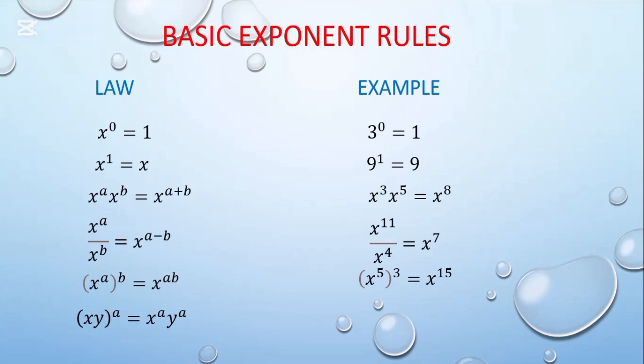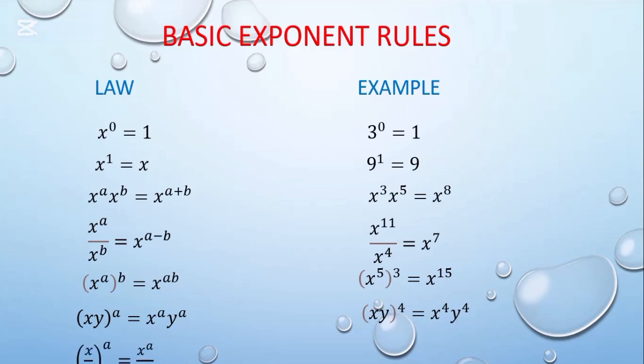So if we have (xy) to the power of a, it is the same as what? x to the power of a multiplied by what? y to the power of a. And the example we have here, we have (xy) to the power of 4, then it means the same as what? x to the power of 4 multiplied by what? y to the power of 4.